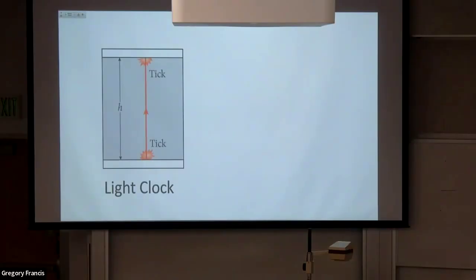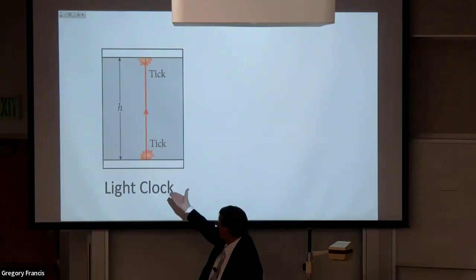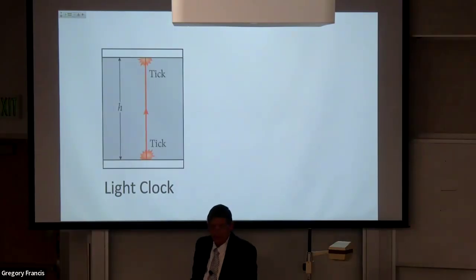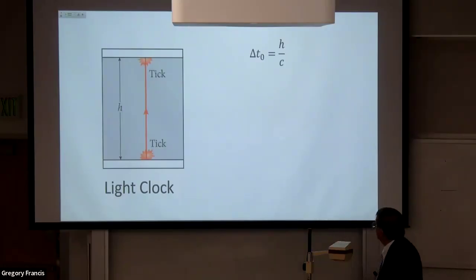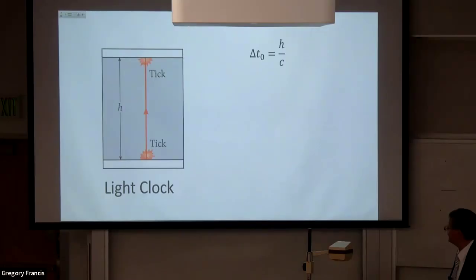I can make a clock using a light source like a laser. And I just put a detector on the bottom, I put a detector on the top, and I've got mirrors on top and bottom. And as this light bounces back and forth, every time it hits a mirror, it goes tick, tick, tick, tick, tick, tick, tick. Okay? Now, if I measure the time between ticks, I think we can agree that that's just going to be the height of that container divided by the speed at which the light is moving.